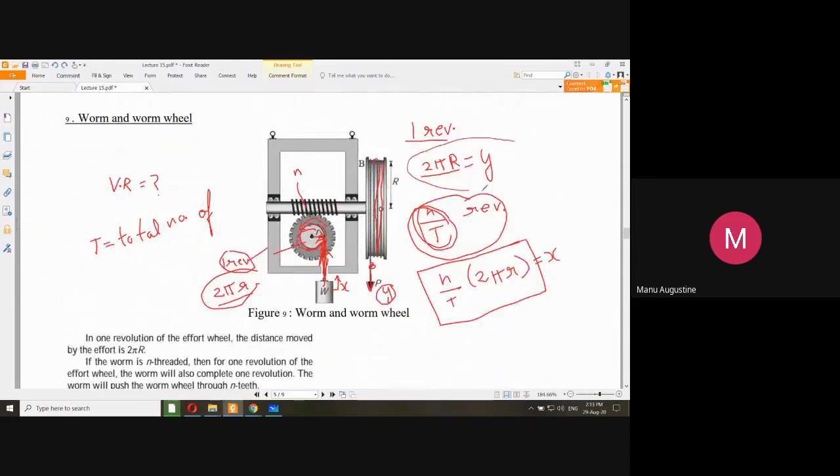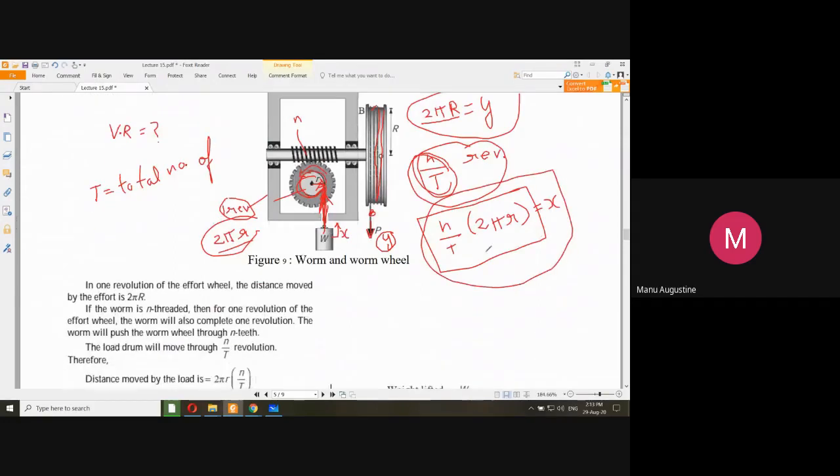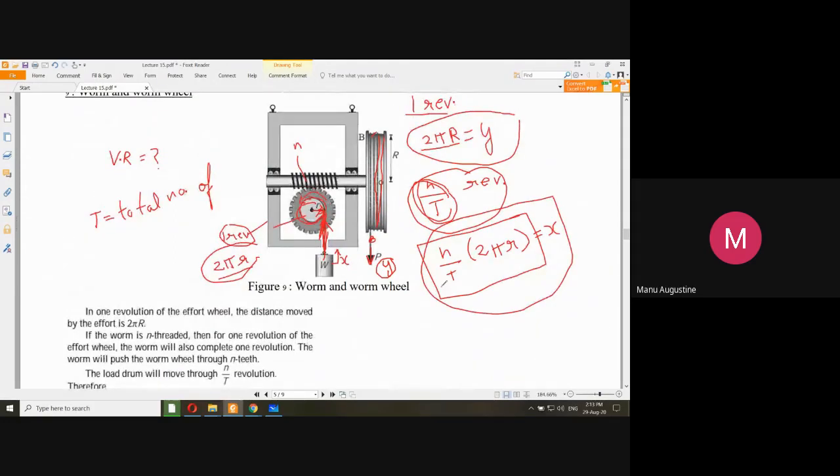आपको y की वैल्यू मिल गई थी, अब आपको x की वैल्यू भी मिल गई है. द अमाउंट ऑफ डिस्टेंस बाय विच द लोड मूव्स अपवर्ड्स. So the simple definition of velocity ratio is y upon x, and that will be simply the ratio of 2 pi r divided by n by t 2 pi small r.